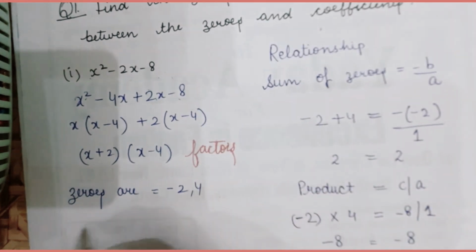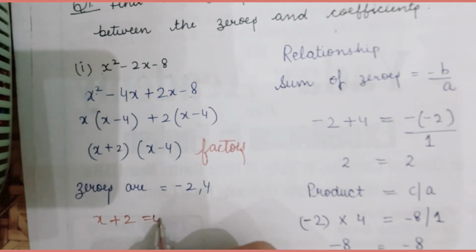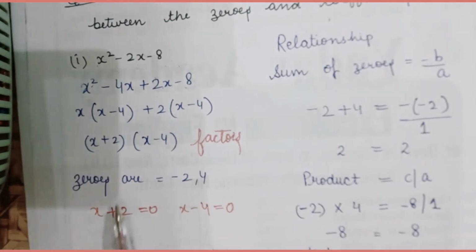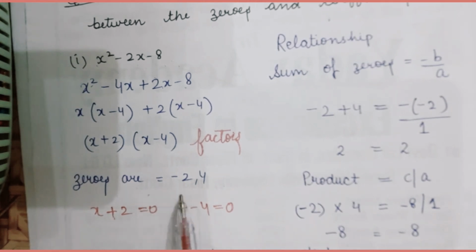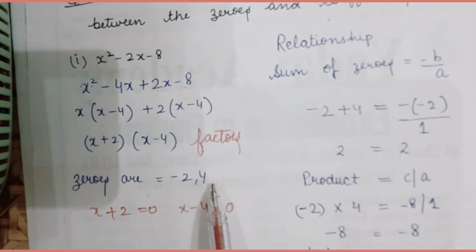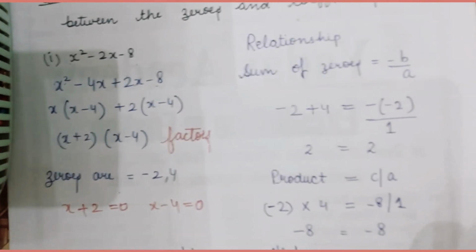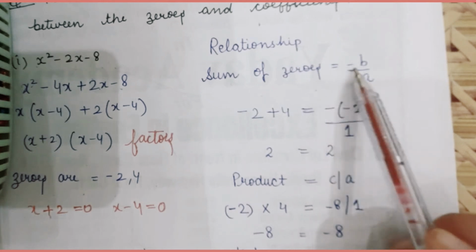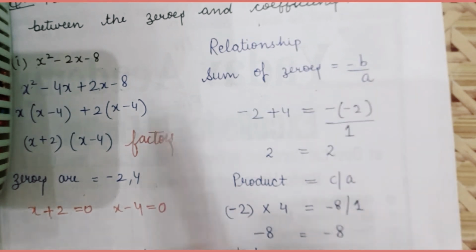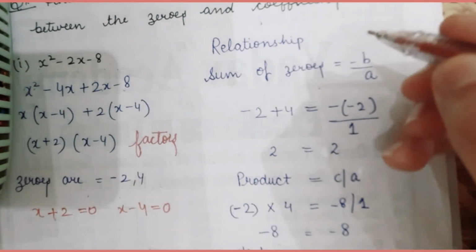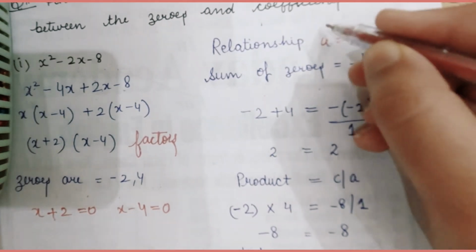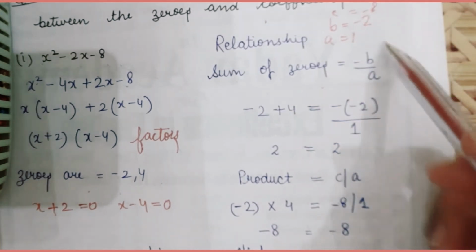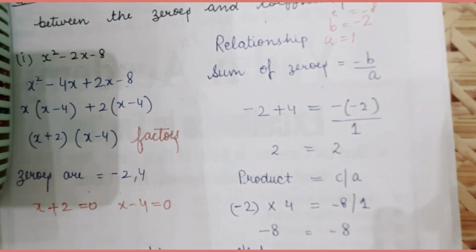From this we will put x plus 2 equals 0 and x minus 4 equals 0. From there we will get our two zeros, that is minus 2 and 4. Now we will show the relationship. Sum of zeros, we know, is minus b by a. From the question you will know what your a is. Your a will be 1, b will be minus 2 and c will be minus 8. From the question you can write it.